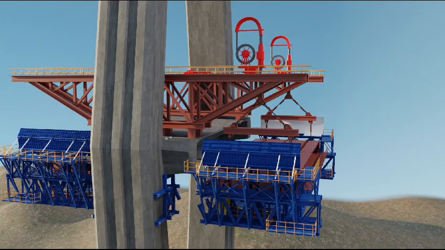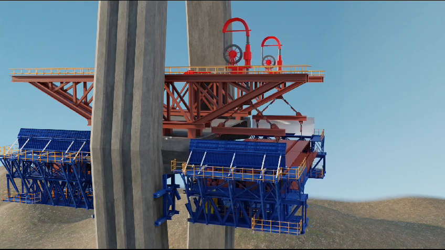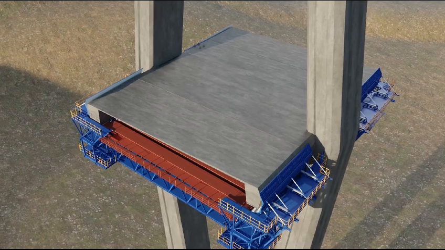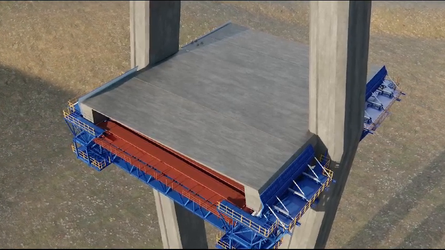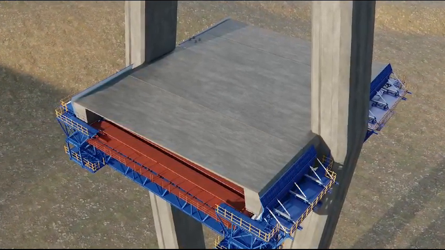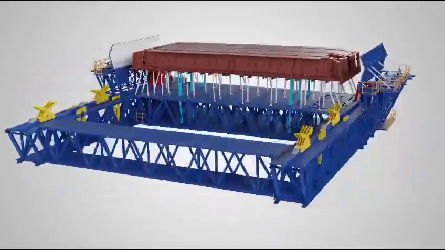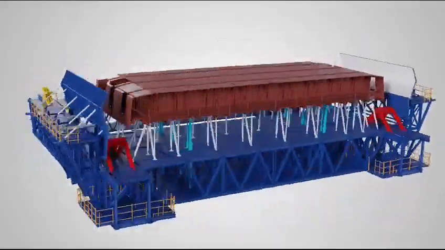In this animation film, we will learn about the operation of CFT. It is used in construction of cable-stayed bridge in Missing Link project. Let's begin with understanding the components of CFT. The CFT is a structural steel structure equipment used for superstructure casting in cable-stayed bridge. First, we need to understand the components of a CFT, which are as follows.